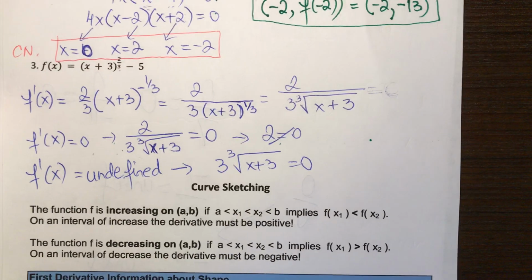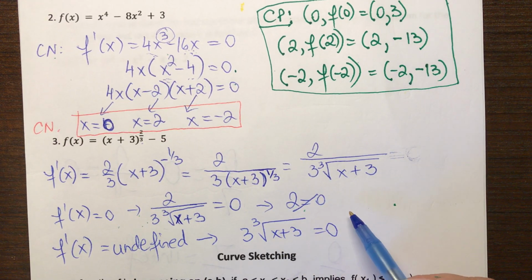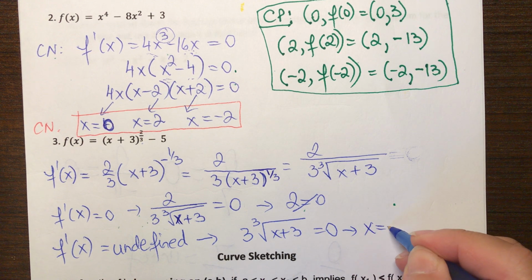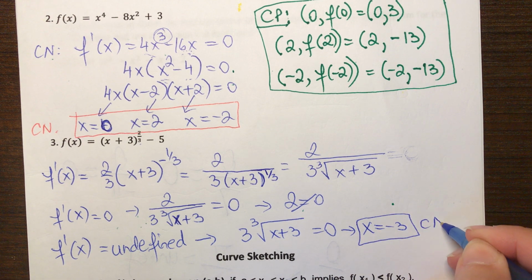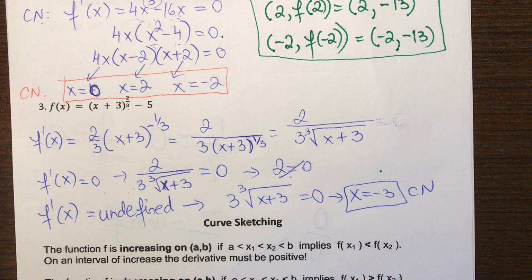Okay, all right. So, when is this undefined? You can divide by 3, cube both sides, but the point is really easily that at negative 3 is where your bottom becomes 0. If you plug in a negative 3 here, yes, that will make the bottom 0. So that's your critical number.